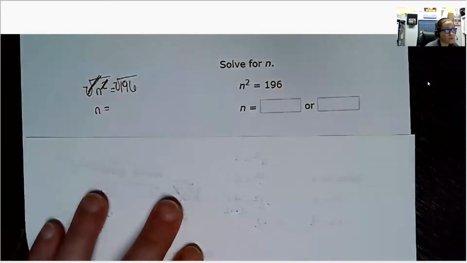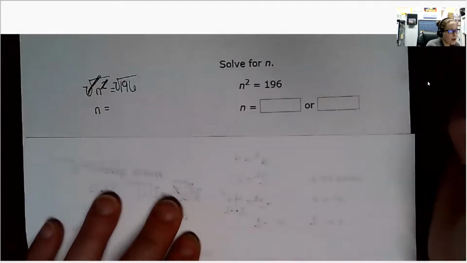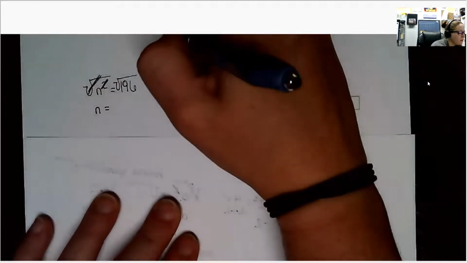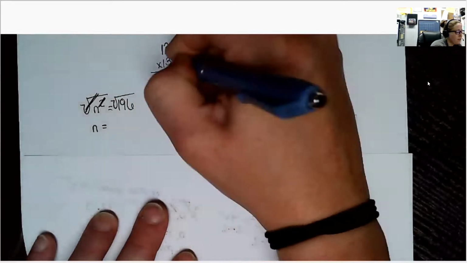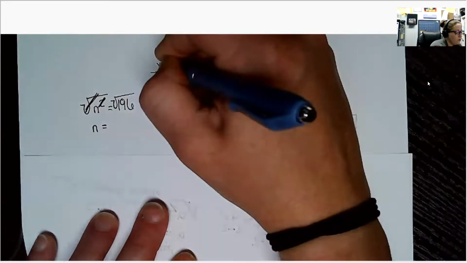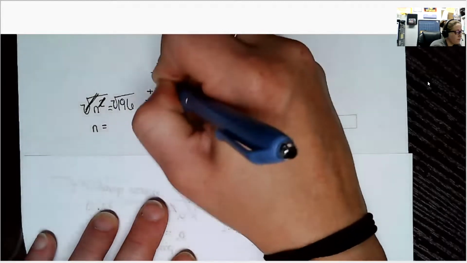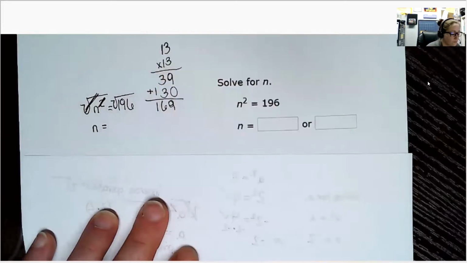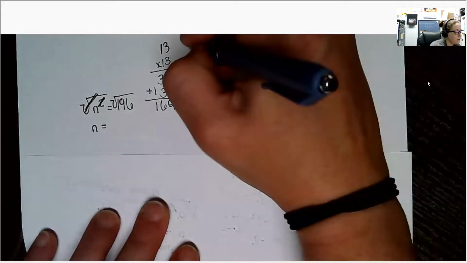And now we have to figure out, okay, so what's the square root of 196? We know that the square root of 144 was 12. So if we want to try, we could try 13. Okay, so 13 times 13. 3 times 3 is 9. 3 times 1 is 3. Bring down our 0. 1 times 3 is 3. 1 times 1 is 1. 3 plus 3 is 6, and then 9. But that's not, it's close, but it's not quite there. So let's try 14. Let's go one more.